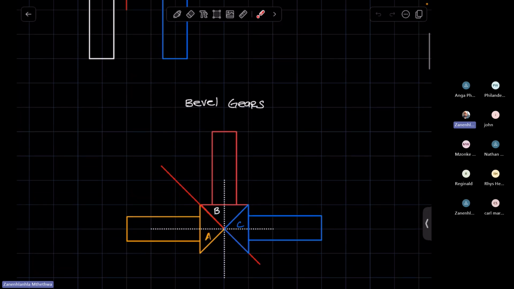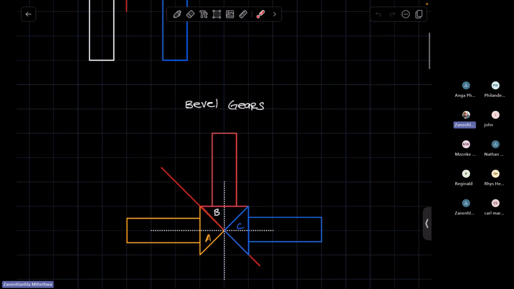If you look at the major difference between a bevel gear and a spur gear, a bevel gear can mesh with gears on this side as well as on that side. The bevel gear can mesh with gears on either side of it. So you'd have teeth ground onto it on this side, so you can mesh with gears on this side as well as on this side.